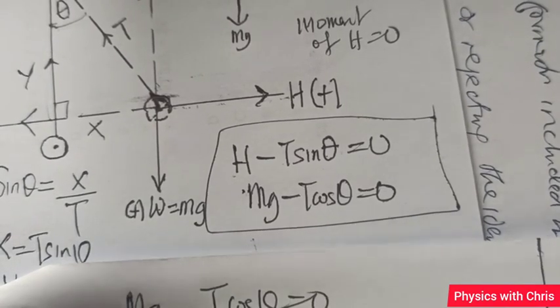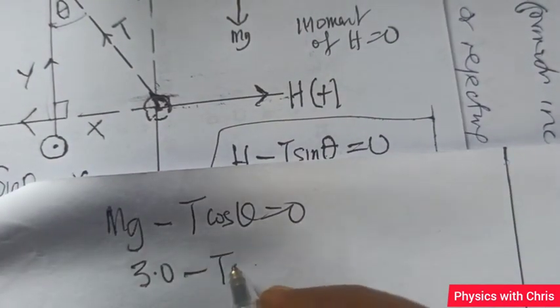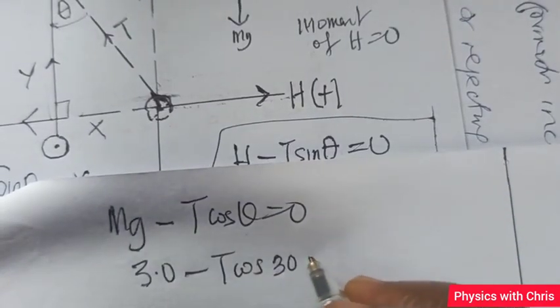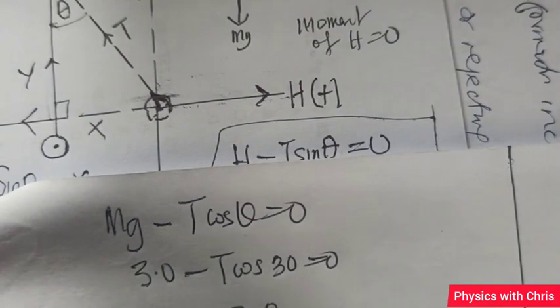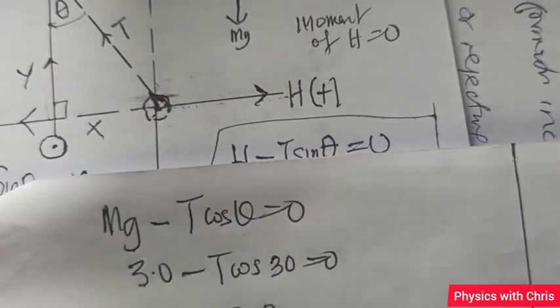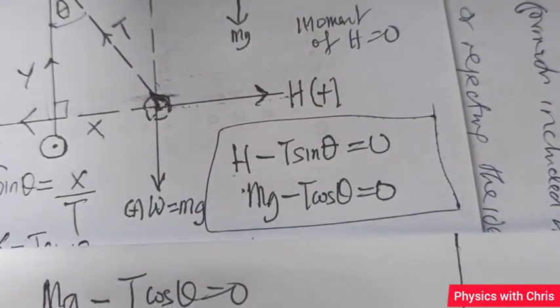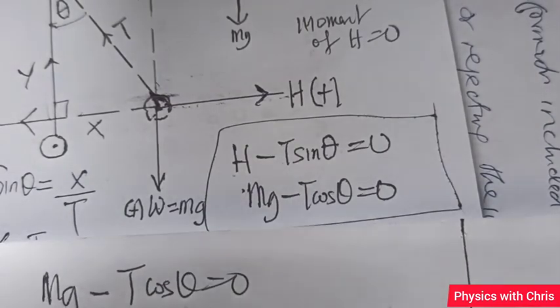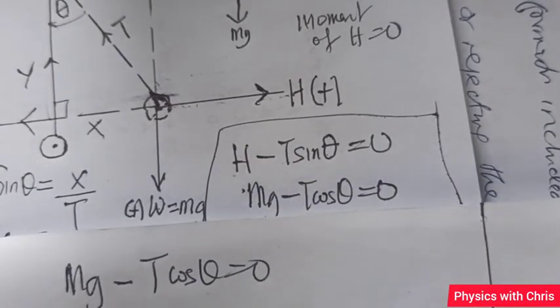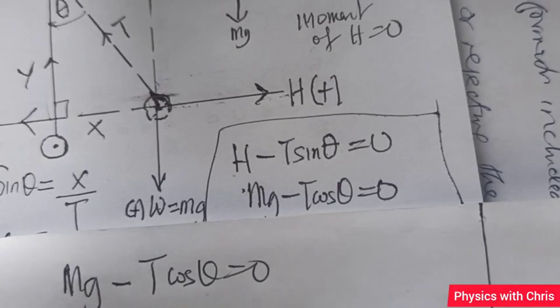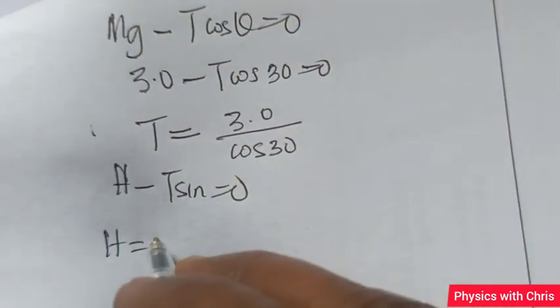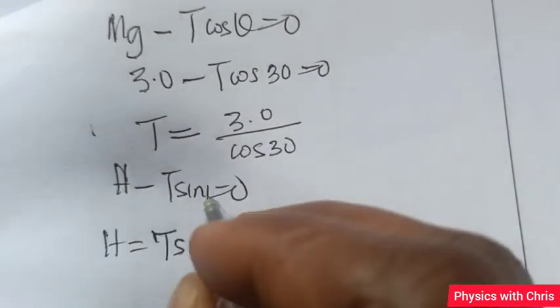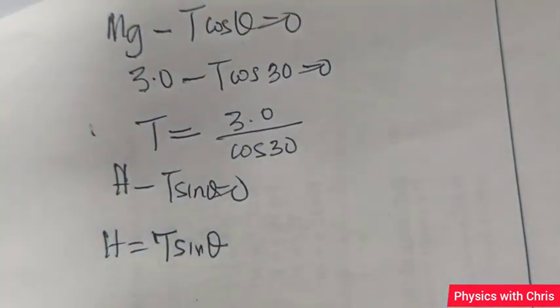Mg is 3 Newton, that is the weight of the bulb, minus T cos theta, with theta as 30 degrees, is equal to 0. It means that T is equal to 3 over cos theta, which we got that time. Then to get the second equation, I can use the first equation to get the value of H. H minus T sin theta is equal to 0. That gives me H is equal to T sin theta, when I bring the sin theta to this side.